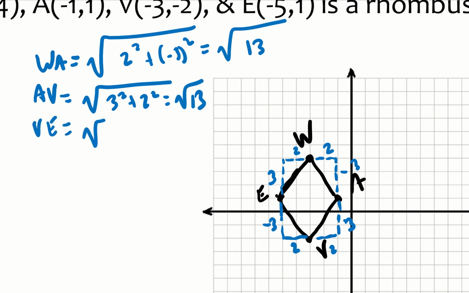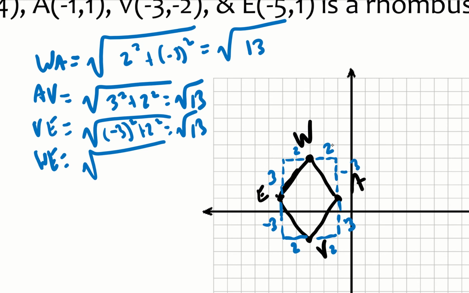VE is the square root of -3 squared plus 2 squared. And then finally we got WE, square root of 3 squared plus 2 squared. And you can see that these are all the same length. They're using the same numbers, and so they must be the same length. Therefore, this is a rhombus here.